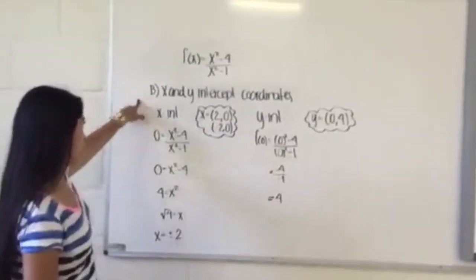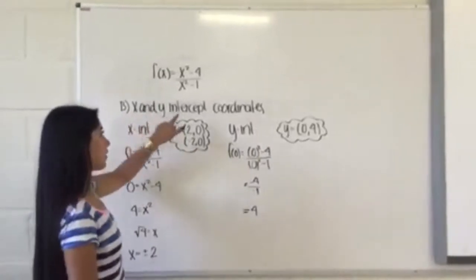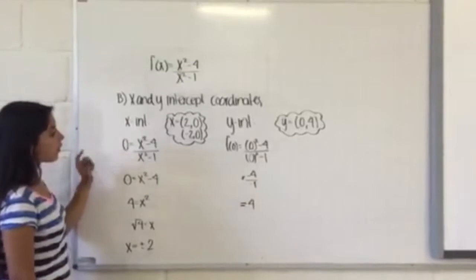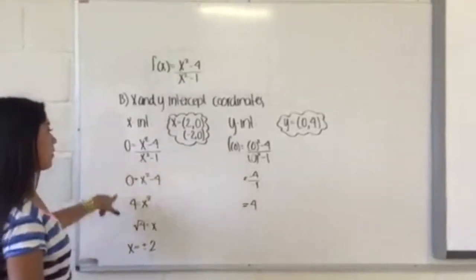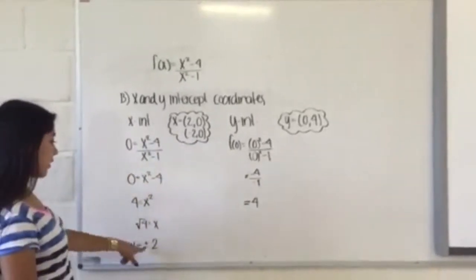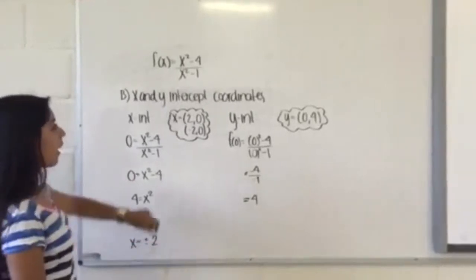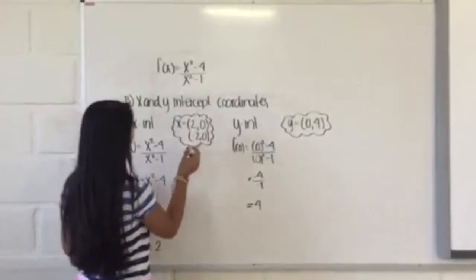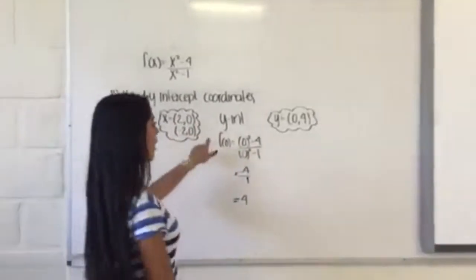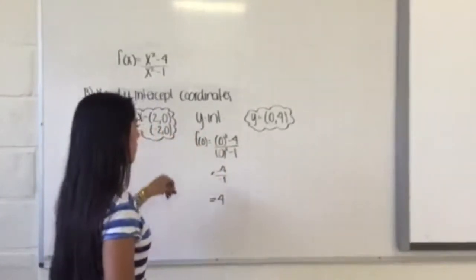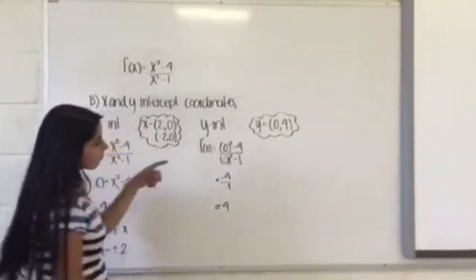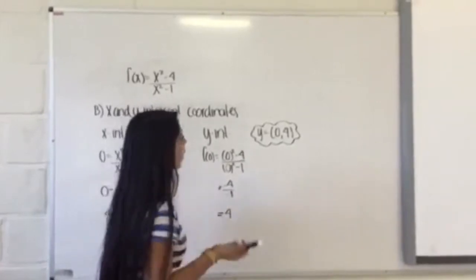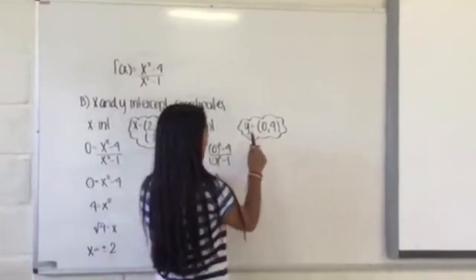Okay, the second step is to find the x and y intercept coordinates. For the x-intercept, you need to set y equal to 0, so you have this multiplication with 0. The answer is plus or minus 2, and the coordinates of the x-intercepts are (2, 0) and (-2, 0). For the y-intercept you need to put 0 in x. So the answer is 4, and the coordinates of the y-intercept are (0, 4).